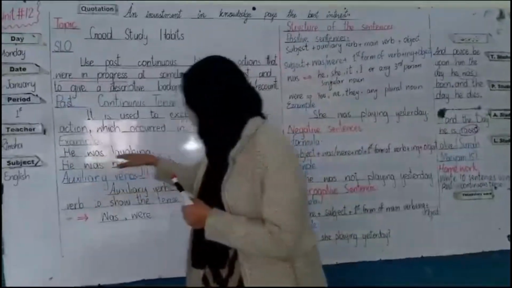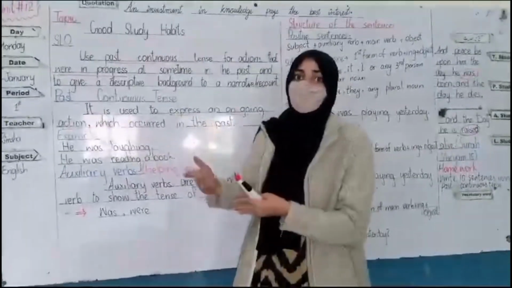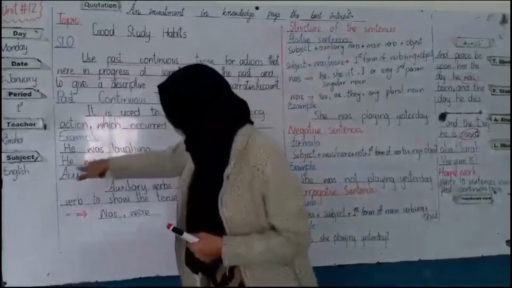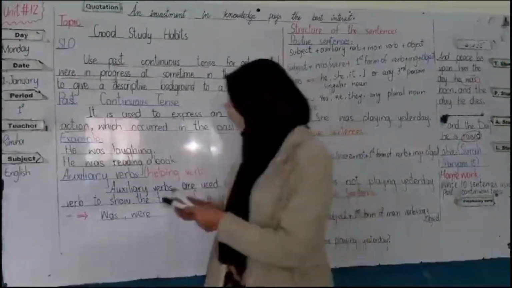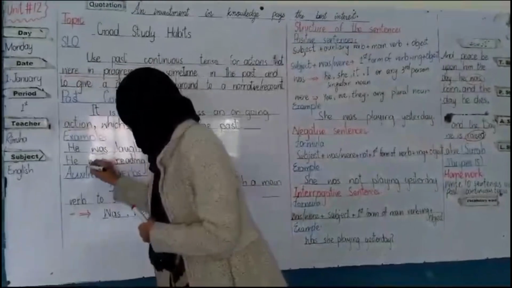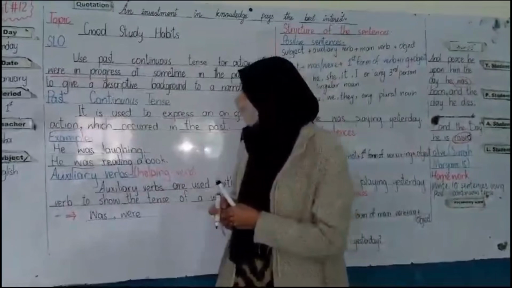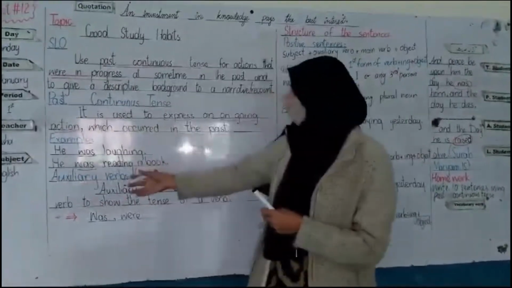For example, he was laughing, means in past it is still in progress. And another example is he was reading a book. The word was represents past continuous tense.